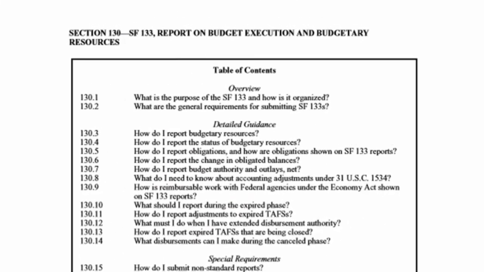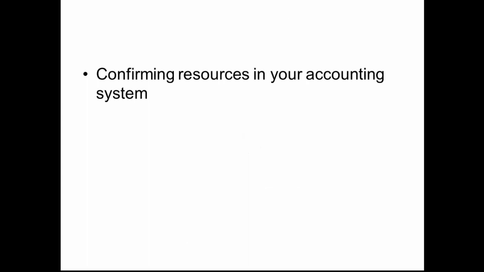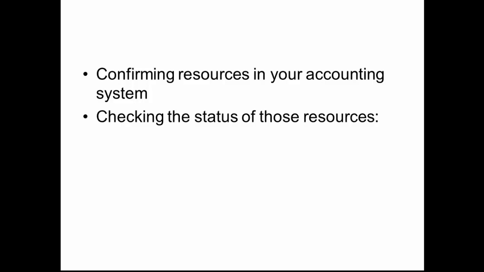I recommend that you review Section 130 in OMB Circular A11. There you will learn the purpose of the SF133, its organization, general requirements for submission, and so forth. But the purpose of this session isn't to relay a lot of stuff that you can read in A11. Rather, it's to show you how to use the form in carrying out basic budget activities like confirming resources in your accounting system or checking the status of those resources.